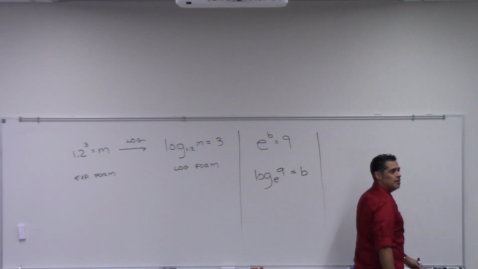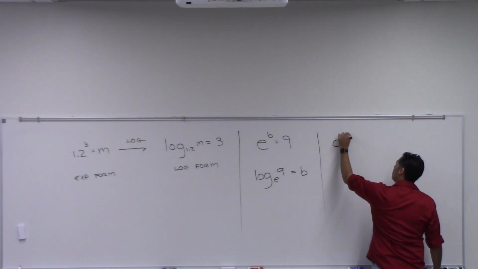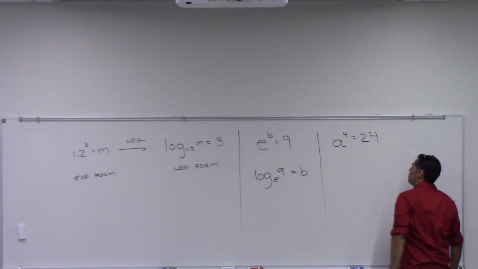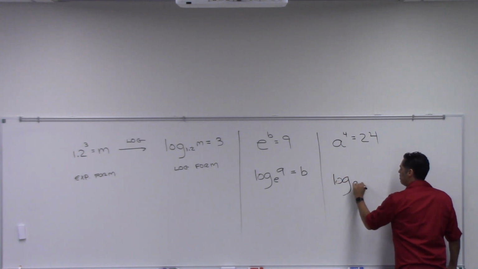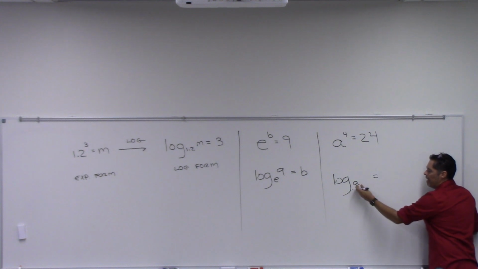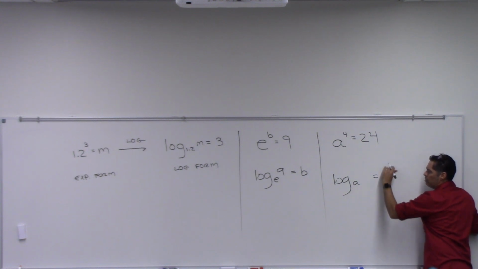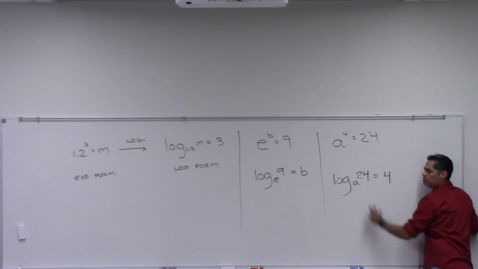Okay, last one. A to the 4 equals 24. So log what base? A. Okay. A to the 4 equals 24.